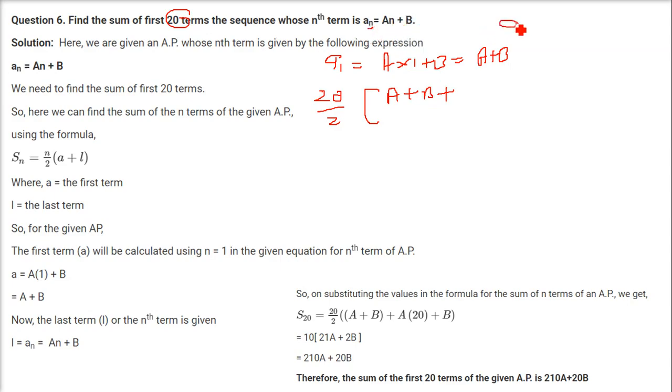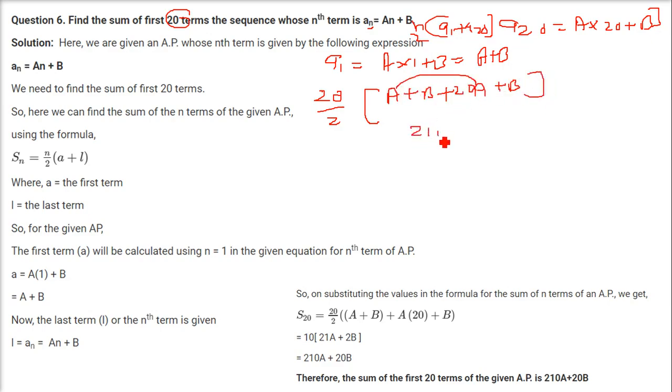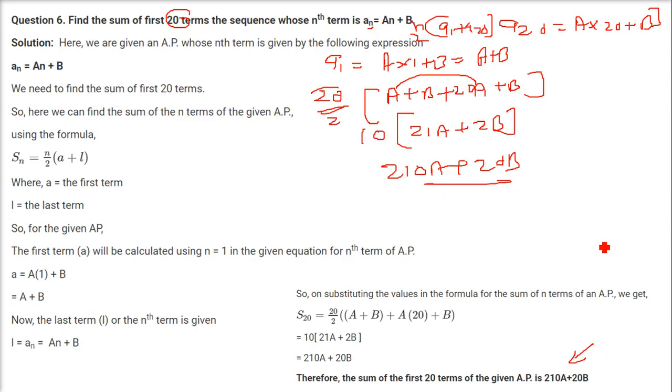What is the a20 term here? a into 20 plus b. So a plus l, that is a1 plus a20, you have to find out. n by 2. So a1 is a plus b and a20 is 20a plus b. So this will be 21a plus 2b, and nothing we can take out. It's just this one: 10 into (21a plus 2b), so 210a plus 20b. This is the result.